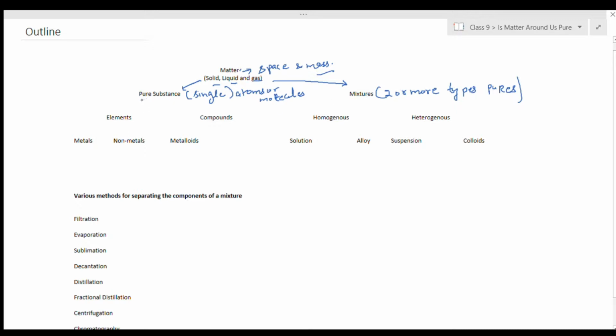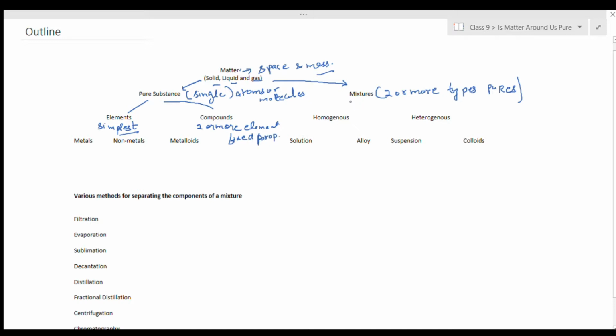Pure substances can be further classified into elements and compounds. An element is the form of matter that cannot be broken further into simpler substances. So that means elements are the simplest form of matter. Compounds are made up of two or more elements combined chemically in fixed proportion. So two or more elements combine in fixed proportion to form compounds.